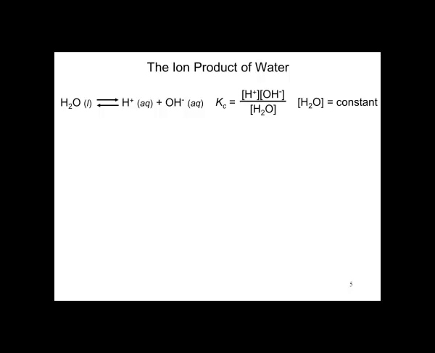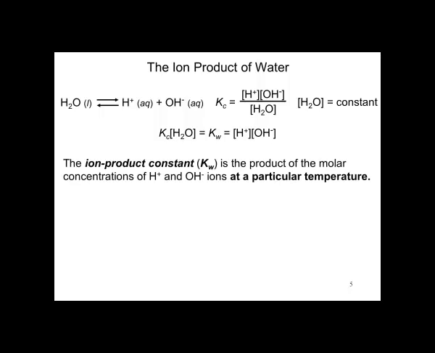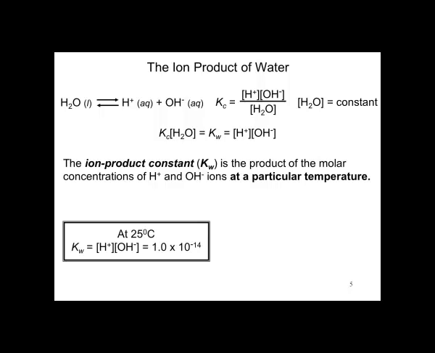The ion product of water is written as an equilibrium constant, the hydrogen ion concentration in moles per liter times the hydroxide ion concentration over the concentration of water. The concentration of water is constant, especially compared to hydrogen ion and hydroxide ion, which are very small numbers. We then write Kw, which is the product of the hydrogen ion concentration and the hydroxide ion concentration. It's referred to as the ion product constant. It's the product of the molar concentrations of H+ and hydroxide at a particular temperature. At 25 degrees, this Kw is equal to 1 times 10 to the negative 14th.